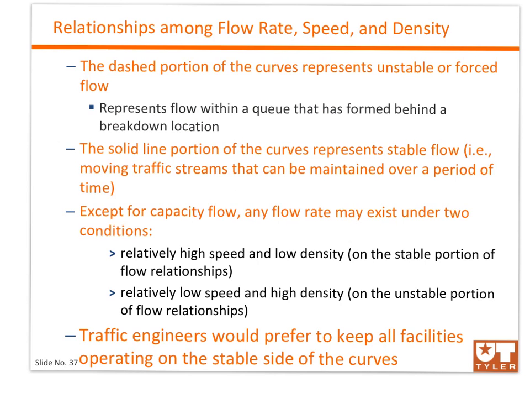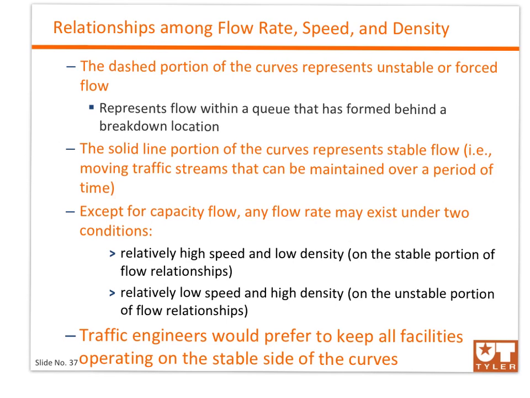As I was saying, and pointing to the figure, the dashed portion of the curve represents unstable or forced flow. What does this mean? It represents flow within a queue that formed behind the breakdown location. You don't want to have this. As a traffic engineer, you would always love to be on the other side, the stable flow. The solid line portion of the curve represents stable flow, which means moving traffic streams that can be maintained over a period of time.